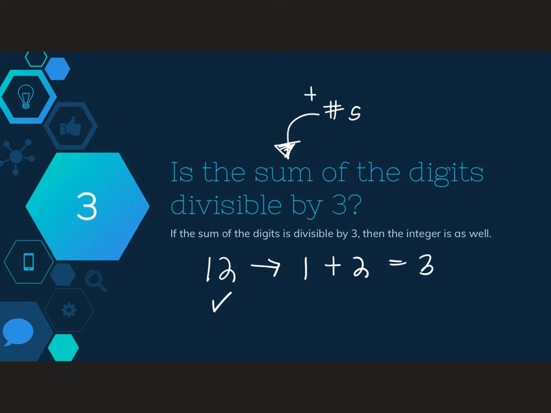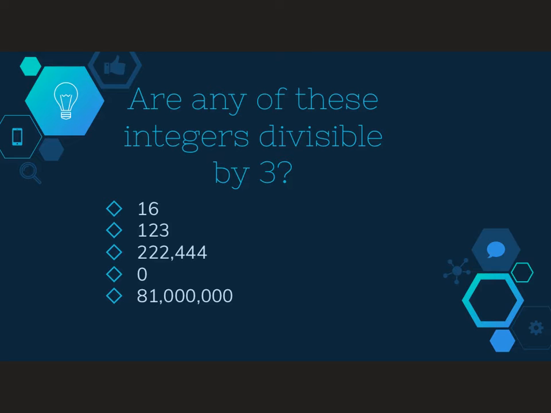So sum means adding. The digits, that just means the individual numbers. So if the digital sum is divisible by 3, then the whole integer is. So, are any of these integers divisible by 3? So go ahead and add up those digits and see what you get for a total. And is the total divisible by 3? If so, the whole integer is divisible by 3. So pause a moment and see what you think.